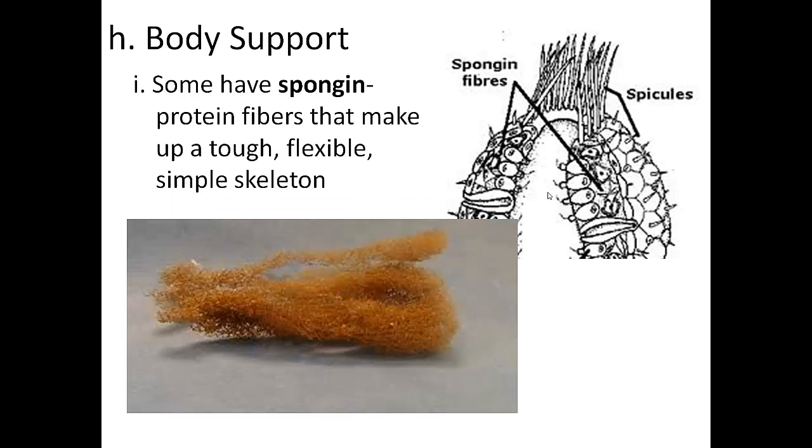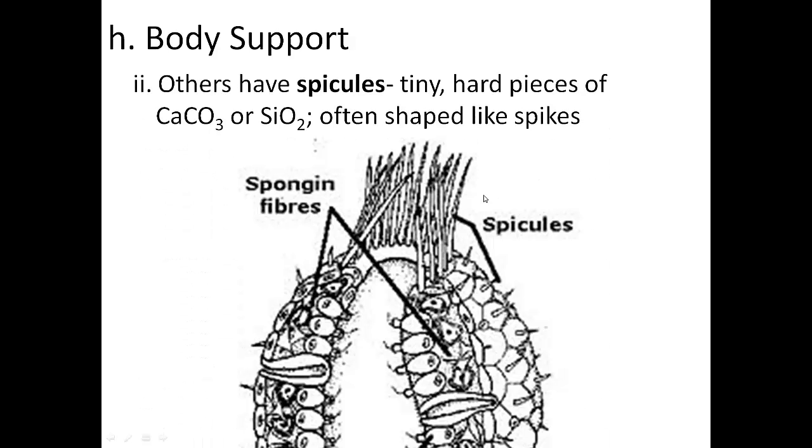In terms of body support, sponges are very simple. Some of them have a protein called spongin. That's what you see at the bottom here. The spongin fibers make up this really tough, simple skeleton. You also see it in this top picture, which kind of looks like a pineapple, but it's a sponge, I promise. Others have spicules, which are spiny projections, like a pineapple kind of has. They're made out of CaCO3, which is calcium carbonate, or SiO2, which is silicon dioxide. And it's just another form of protection for the sponge.